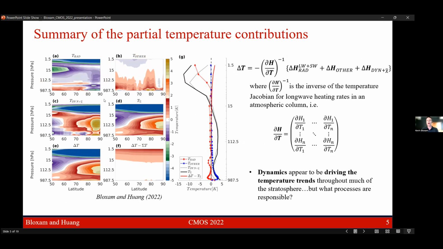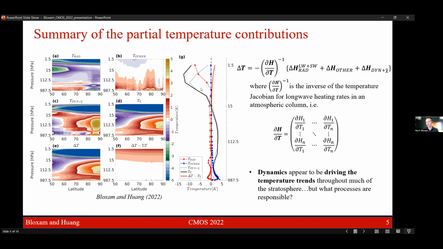What you can see is that overall, and this is kind of to be expected, radiation has been cooling, predominantly through carbon dioxide. In terms of the non-radiative parameterized physics, such as latent heating, this is mostly impacting the troposphere. But when we consider dynamics, we are able to recapture that heating feature. And so it appears that the dynamics are indeed leading the temperature trends that we see there.